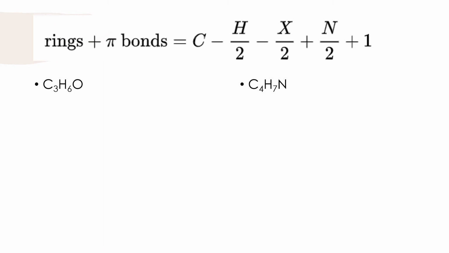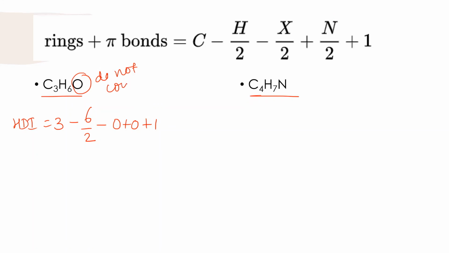Yes, so this is the HDI for this particular structure. So the last slide for this video. See here, the molecular formula is given. So now we do not know any structure. From the molecular formula, HDI equals 3 minus 6 by 2, no halogen, no nitrogen, plus 1. And as we all know, oxygen and other divalent atoms do not contribute to unsaturation. So 3 minus 3 plus 1, that is 3 minus 2, which is 1. So 1 is the HDI for this.